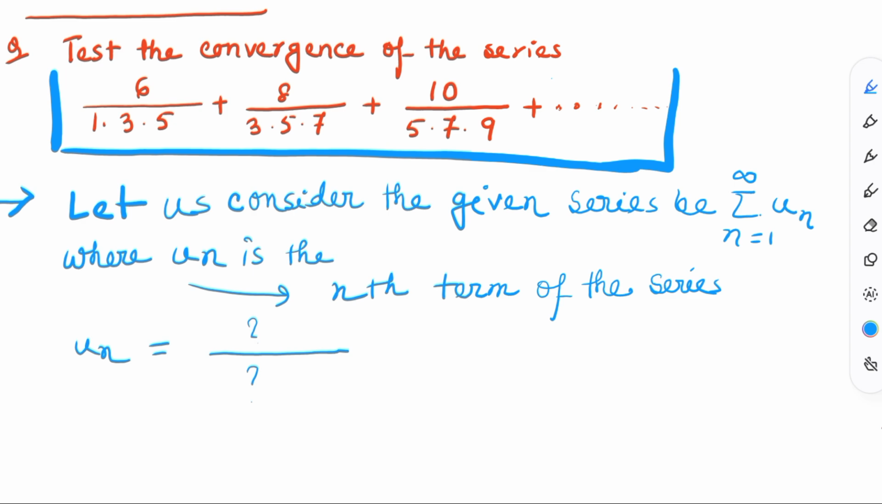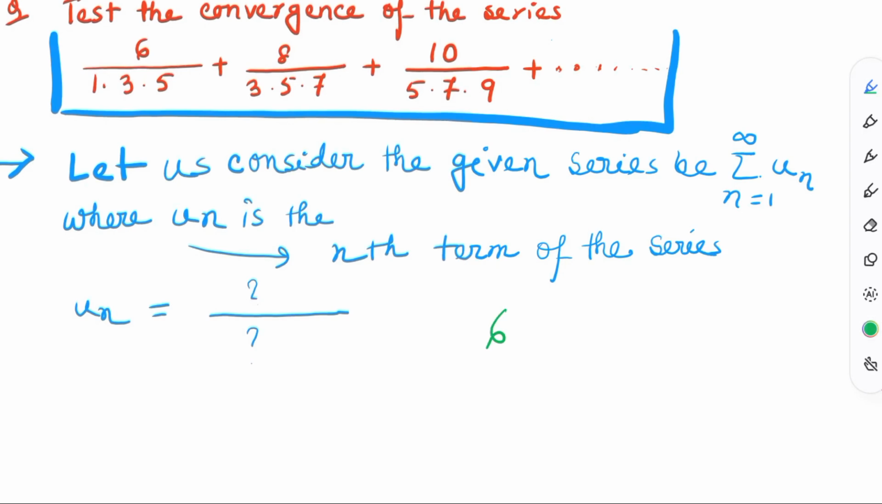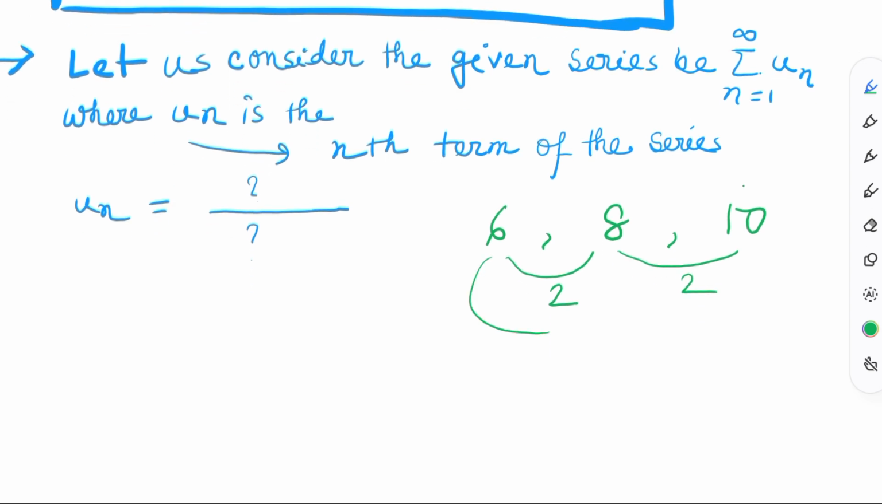See, first we will write the numerators. Here, the numerator of the first term is 6. Numerator of the second term is 8. Numerator of the third term is 10. Each of these have the difference 2. See, the difference between first term and second term is 2, and the difference between second term and third term is 2. That means these terms are actually in arithmetic progression.